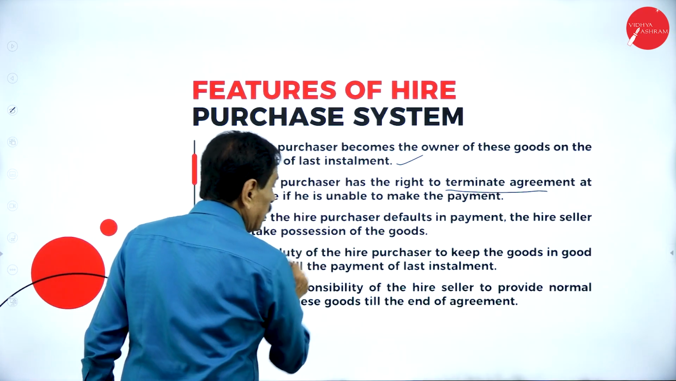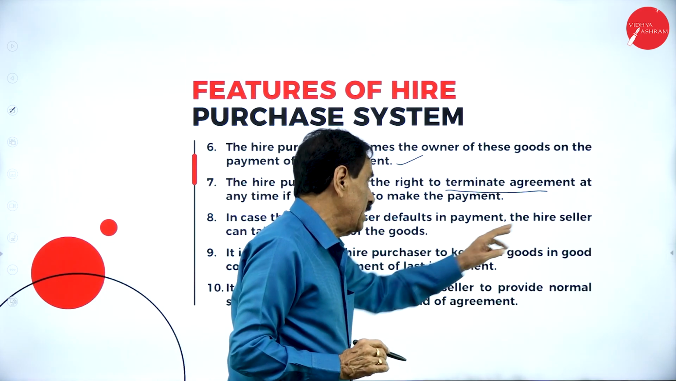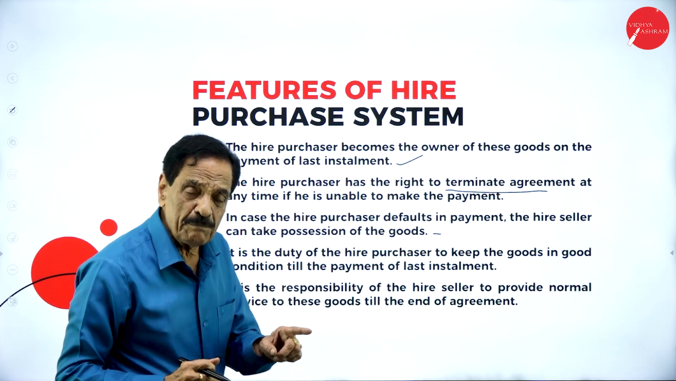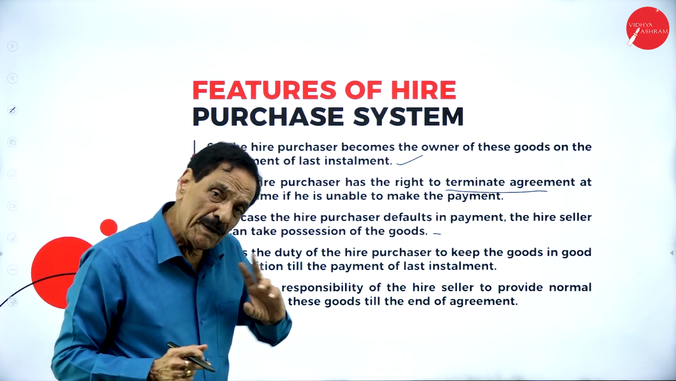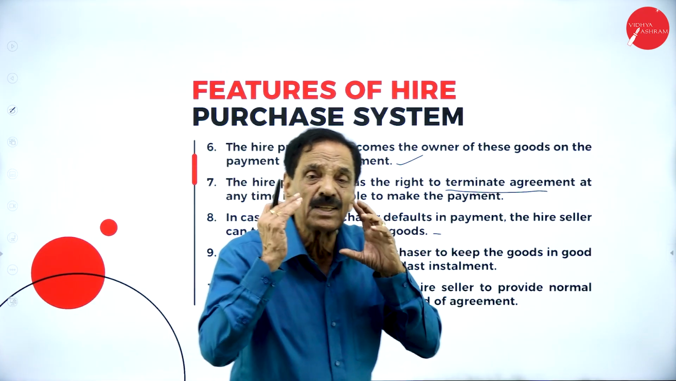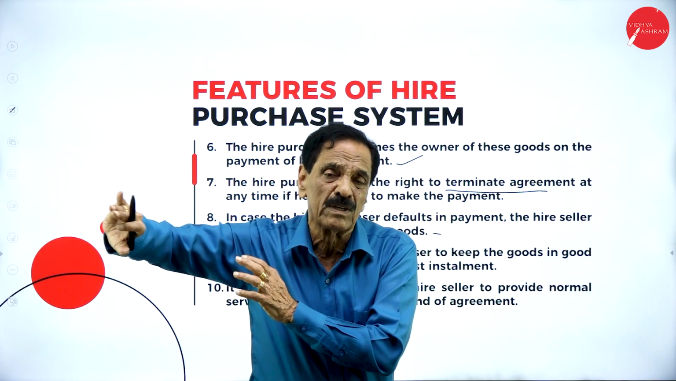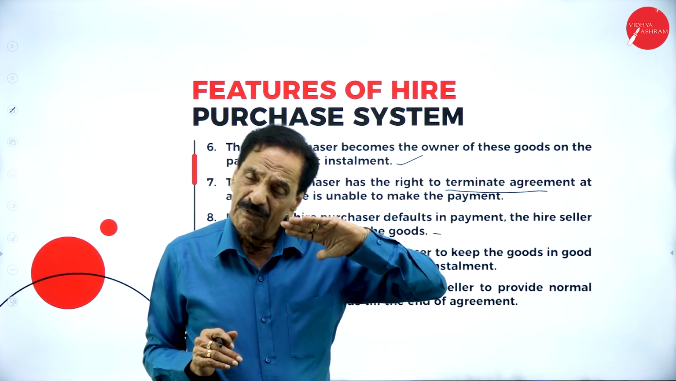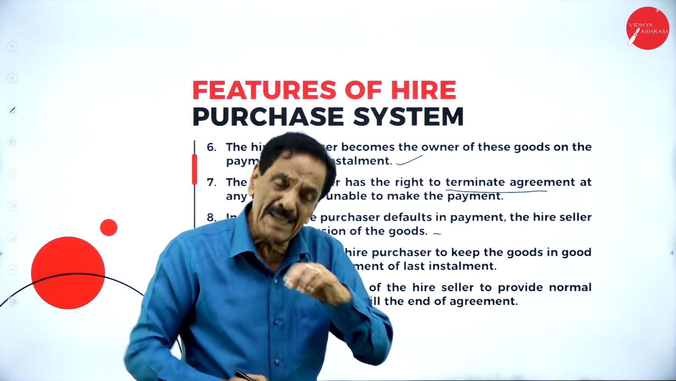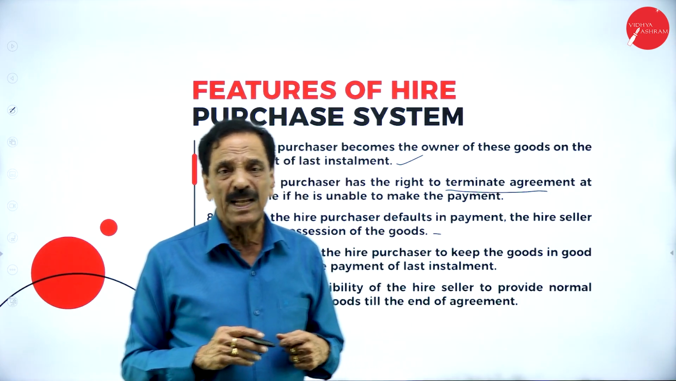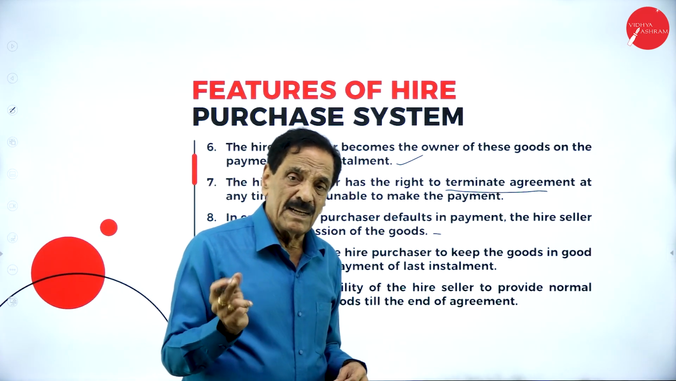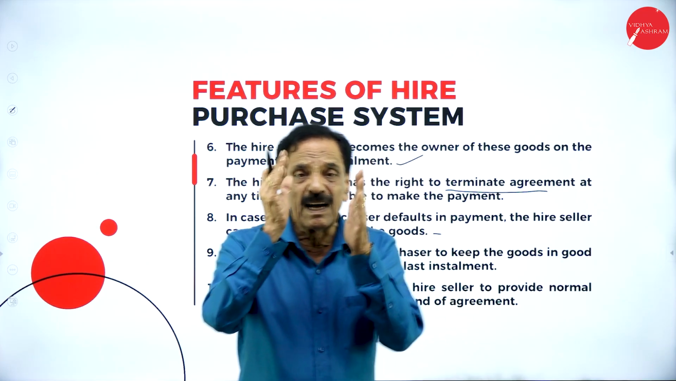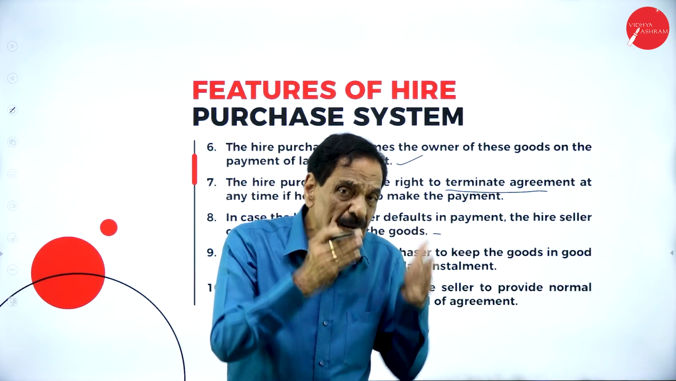In case the hire purchaser defaults in payment, the hire seller can take possession of the goods. He can take them back. If the hire purchaser is unable to pay any installment, the seller has a right to take back the goods. So both possibilities are there. If the hire purchaser fails to pay any installment, he may return the goods to the hire seller. If the hire purchaser is in default, not in a position to pay any installment, the hire seller has the right to take back the goods.